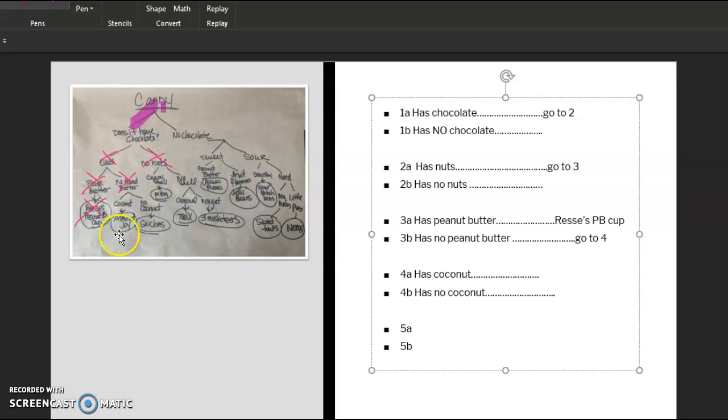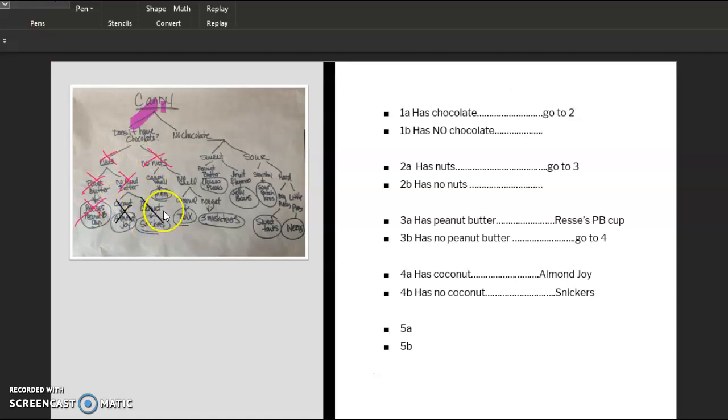Okay, so we are down to organisms now. So coconut, if it does have coconut, that means it is an Almond Joy. So I can name it here, Almond Joy. And if it has no coconut, that means it's a Snickers. Okay, and so now I've named these.